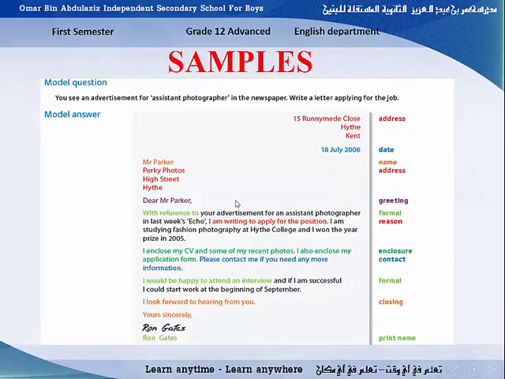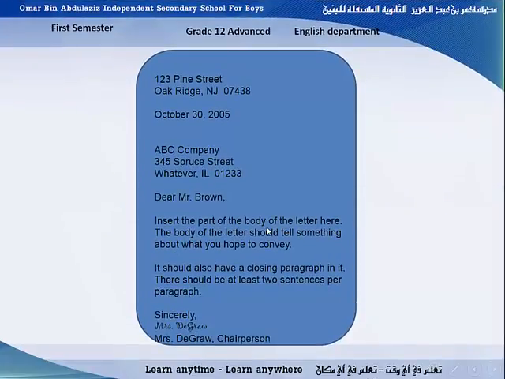And we got some samples. You can have a look at this sample. Here we got two addresses. Here the address of the recipient, and this is your address on the corner in the top right. And there we got the start here, dear Mr. Parker, so it means it's a very formal letter. And we got another example here.